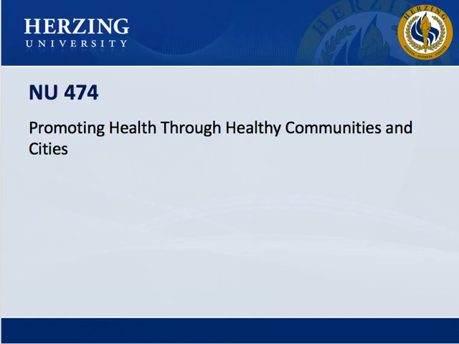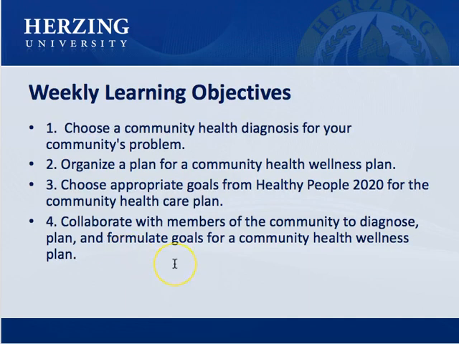Nursing 474, Promoting Health Through Healthy Communities and Cities. The weekly learning objectives include choose a community health diagnosis for your community's problem, organize a plan for a community health wellness plan, choose appropriate goals from Healthy People 2020 for the community health care plan, collaborate with members of the community to diagnose, plan, and formulate goals for a community health wellness plan.